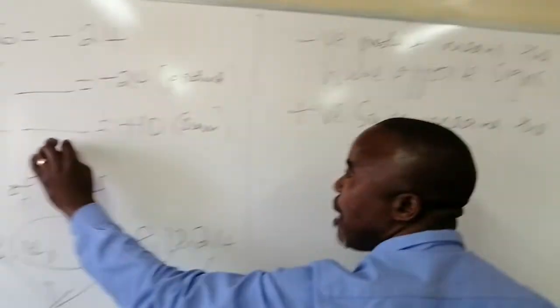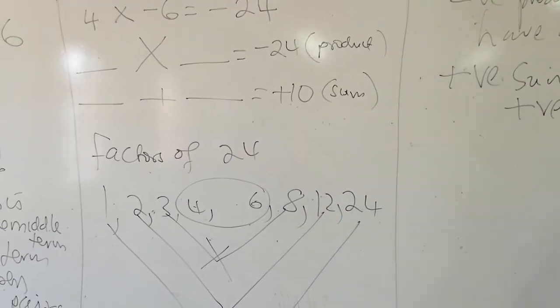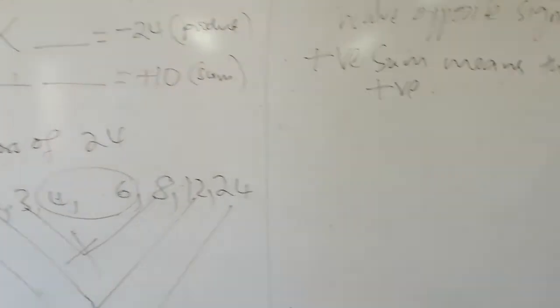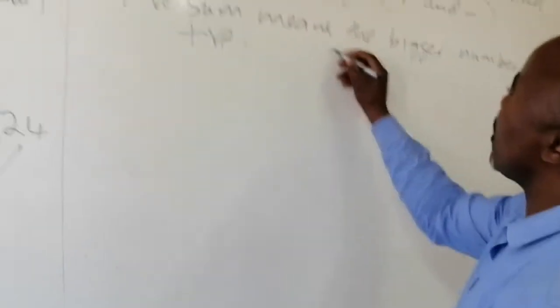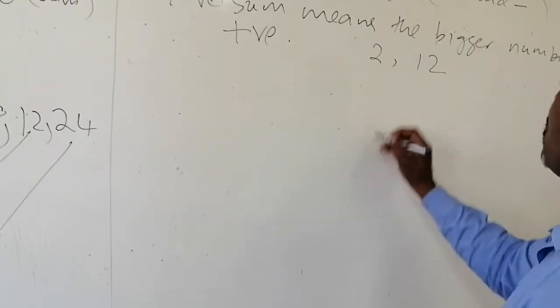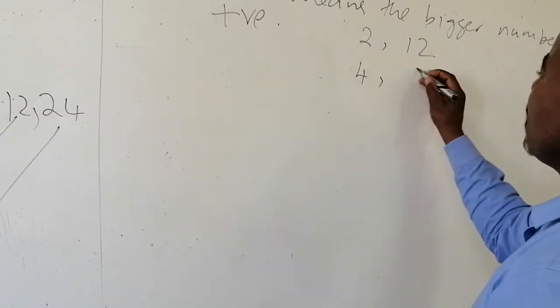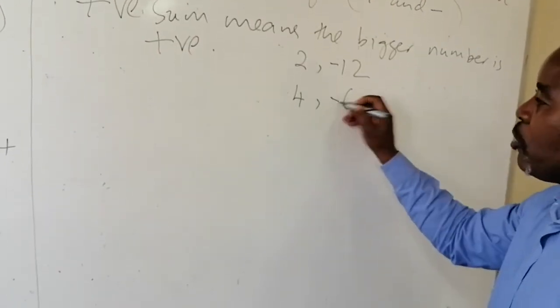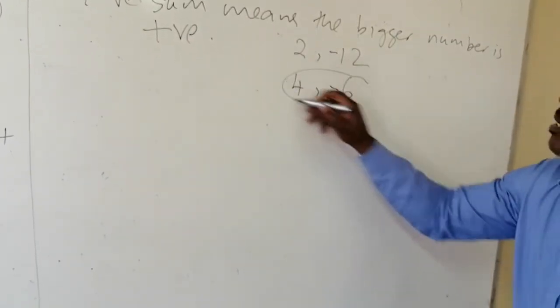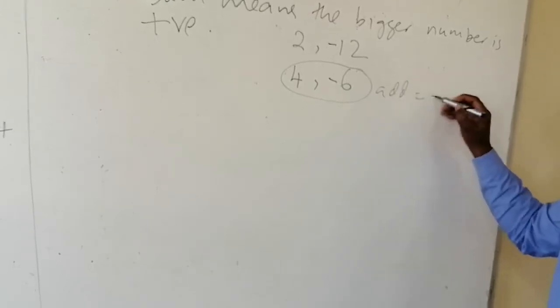If you bring the two numbers here and you get a positive sum, it means the bigger number among the two must be positive. So what are our two numbers? Our two pairs are 2 and 12, and we also have 4 and 6. The bigger number, if we put a negative here and we put a negative here, and then we add. When we add this, it will give us negative 2.